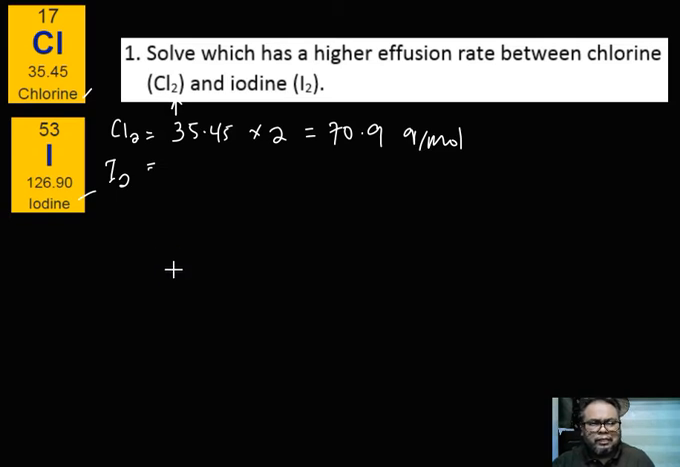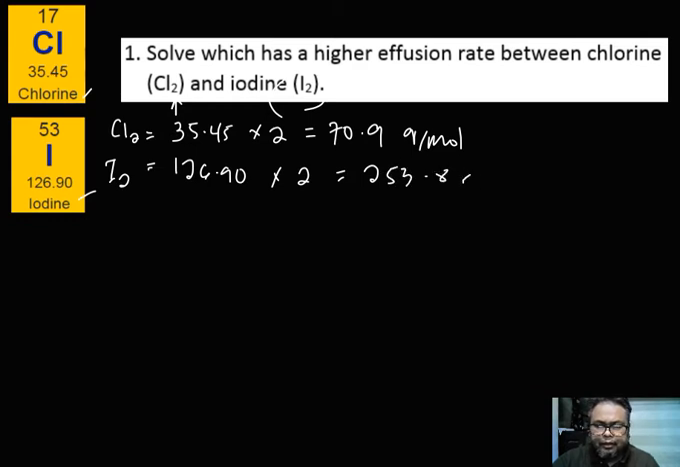The second one is iodine. So nandito yung information natin for iodine. The molar mass is 126.9 times 2 because dalawa rin ulit sila dito. Okay? So this will give us 253.80 grams per mole. Now, this is the first step, determining the molar mass of the given elements, which are chlorine and iodine.